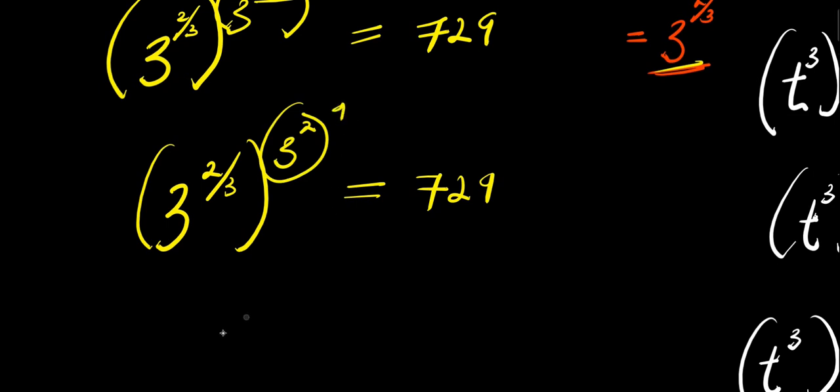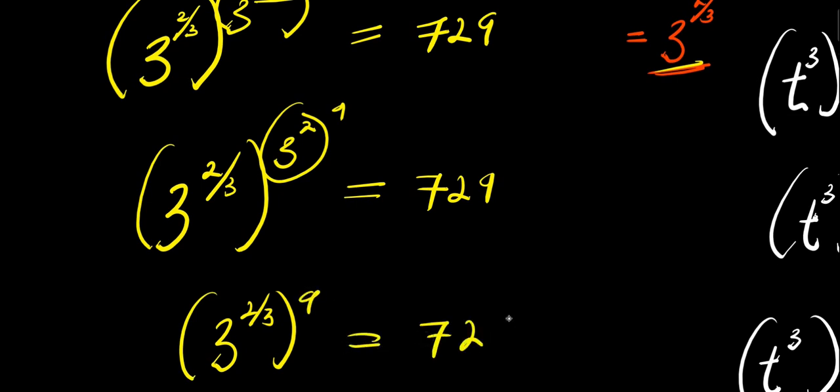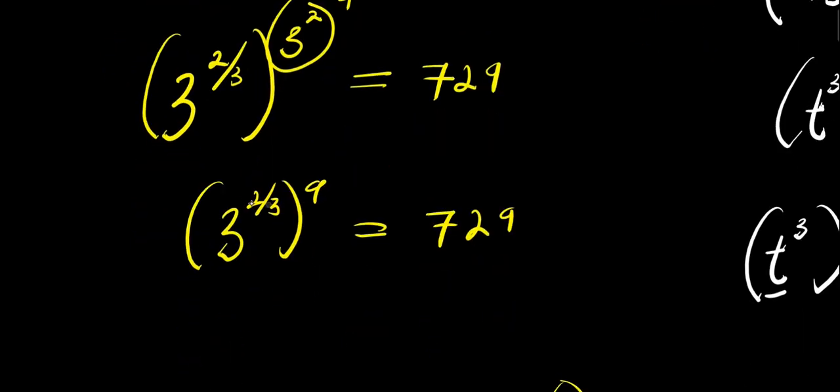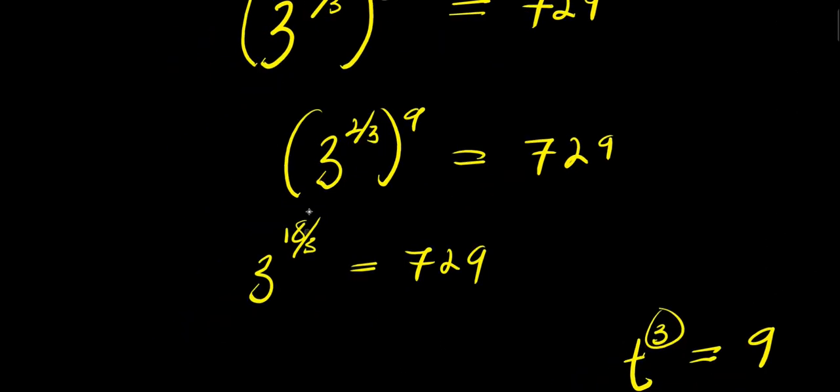This is 9. So we have 3 power 2 over 3 to the power of 9 equals 729. So from here, 9 times 2, 18. 18 divided by 3. So we have 3 power 18 divided by 3 equals 729. And 18 divided by 3, this is 6. 3 power 6 equals 729.